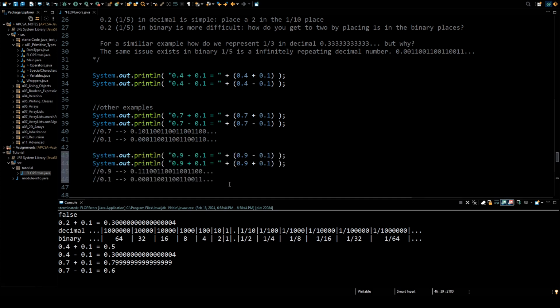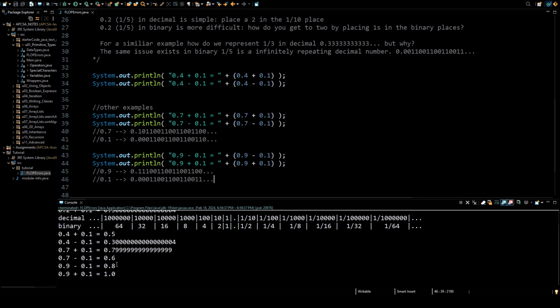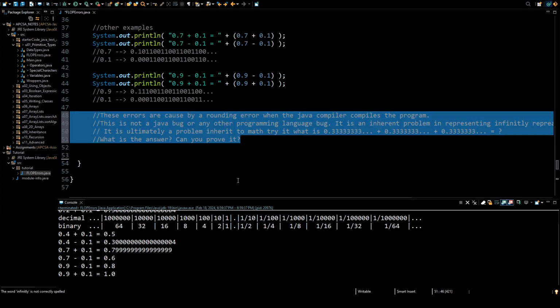Here's another one. We've got 0.9 minus 0.1 and 0.9 plus 0.1. Let's see what we get out of that. If we come down here, this one actually works out for us. We got 0.9 minus 0.1, we get 0.8, and 0.9 plus 0.1, we get 1. So in some cases it works.